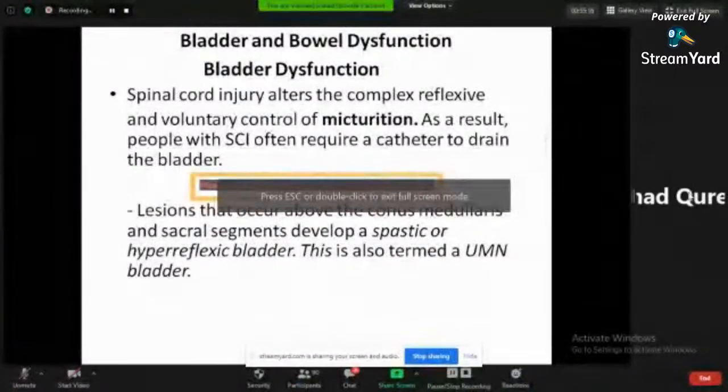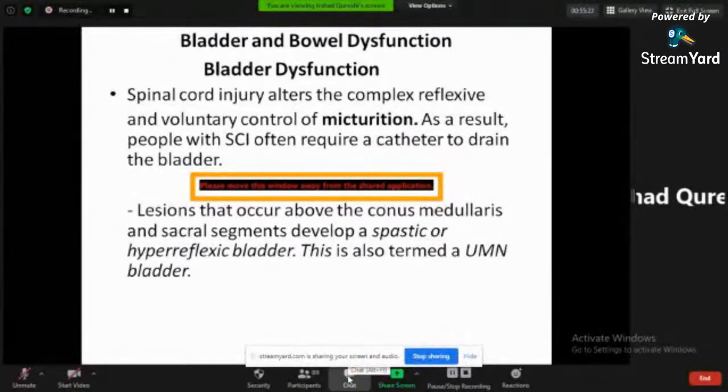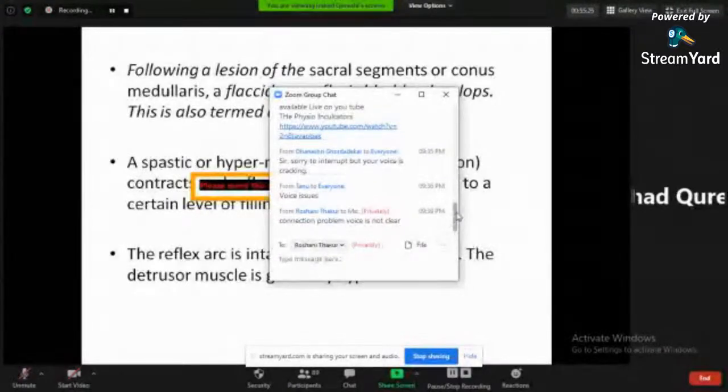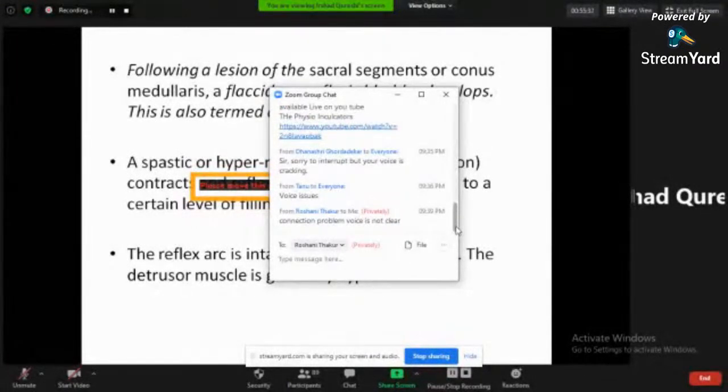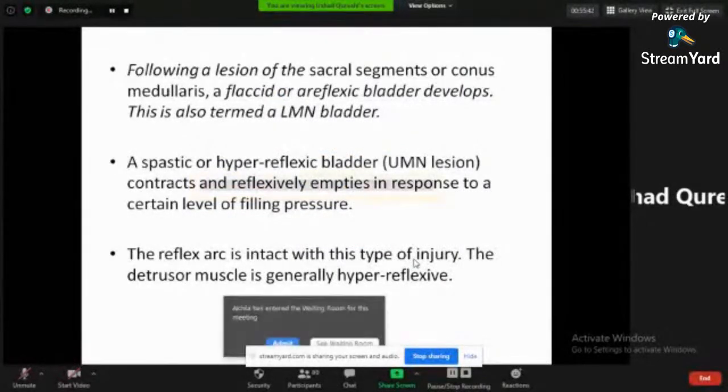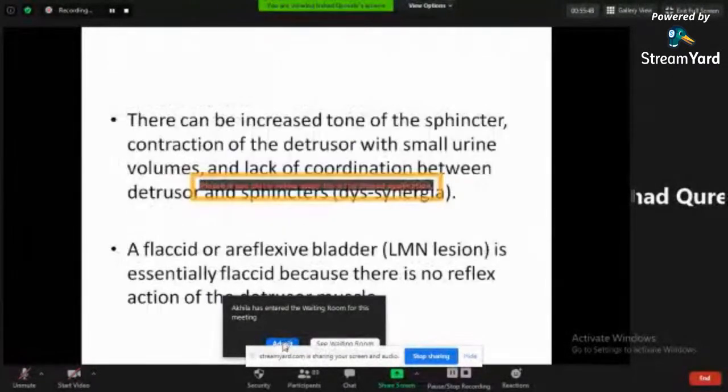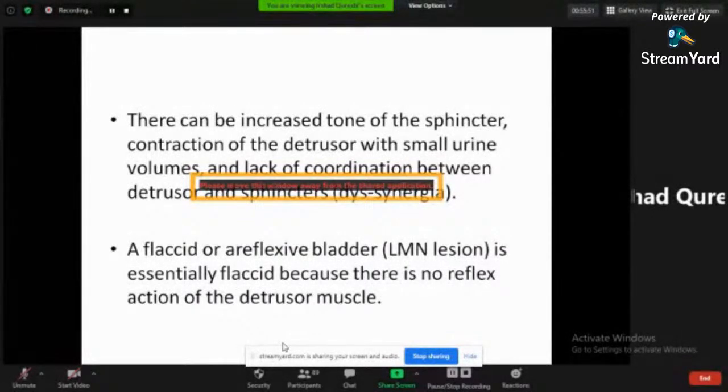Lesions that occur above the conus medullaris and sacral segments develop a spastic or hyperreflexive bladder, that is your upper motor neuron bladder. Following a lesion of the sacral segment or conus medullaris, a flaccid or areflexive bladder develops. This is also termed a lower motor neuron bladder. A spastic or hyperreflexive bladder, that is your upper motor neuron lesion, contracts and reflexively empties in response to a certain level of filling pressure. The reflex arc is intact. With this type of injury, the detrusor muscle is generally hyperreflexive, and there can be increased tone of the sphincter, contraction of the detrusor with small urine volume, and lack of coordination between the detrusor and sphincters. This is your dyssynergia.